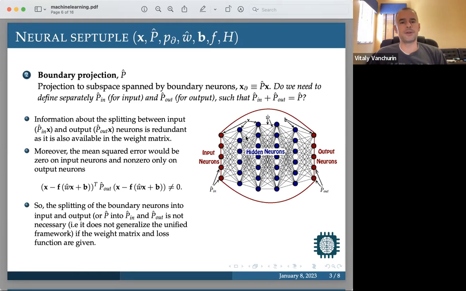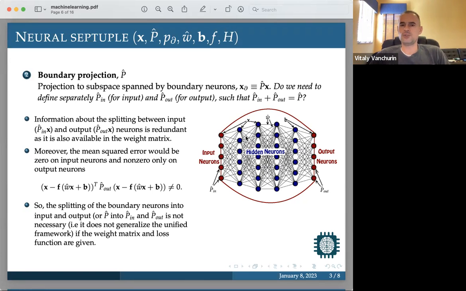Now, the statement that I'm trying to make here is that you don't, because this information is redundant. Really, by looking at the weight matrix, and we'll get to the weight matrix soon, this will not be the weight matrix that you see often between the layers. This will be just one matrix for the entire neural network. And from that weight matrix, you can always see which neurons are input, which ones are output. So this information is redundant.